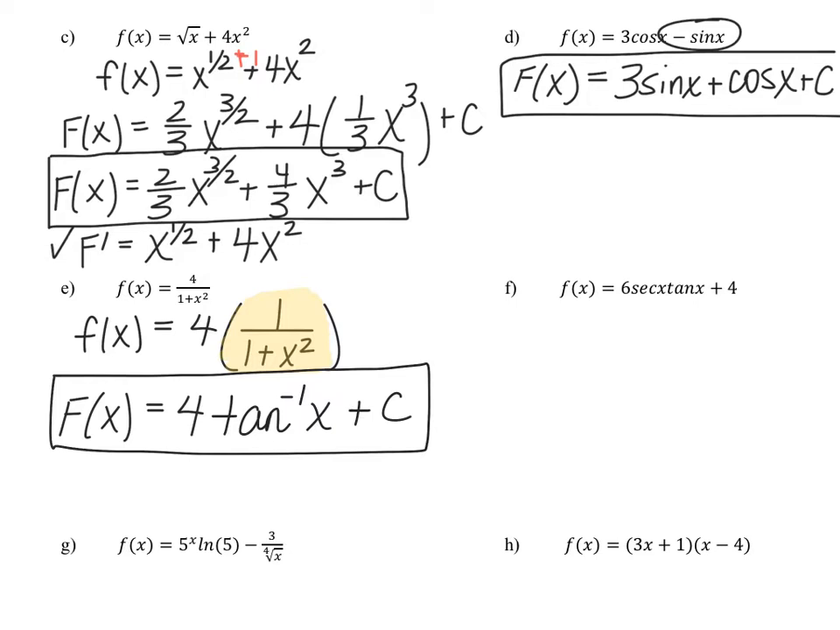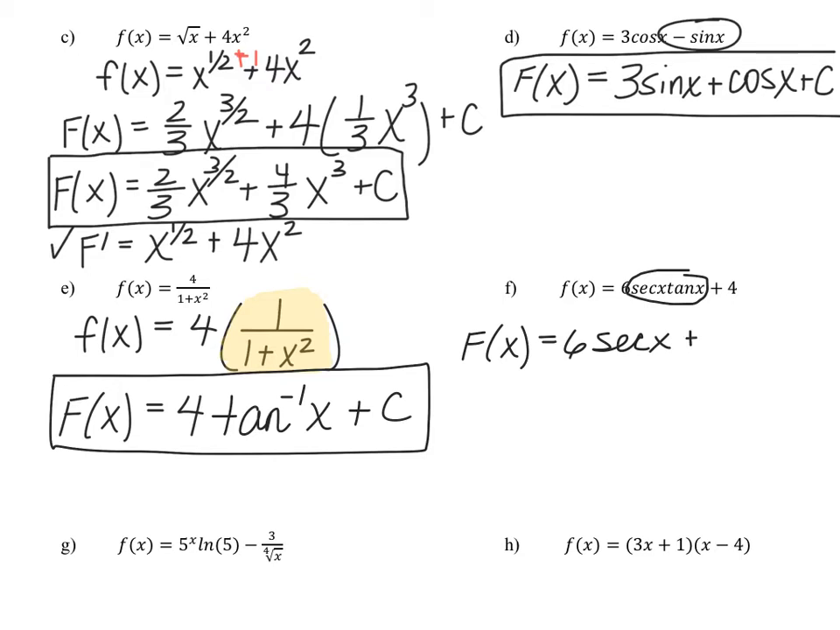Same thing here for f. This function is 6 times secant x times tangent x plus 4. So my antiderivative, I'll leave the coefficient of 6 in front. What function had a derivative of secant x times tangent of x? Hopefully you remember that was the function secant x. The derivative of secant was secant tangent, or secant x times tangent x.